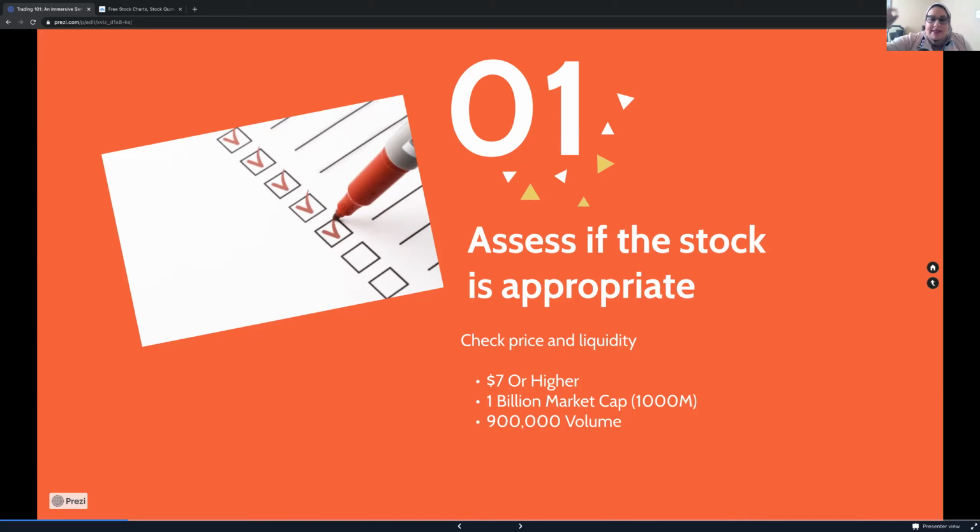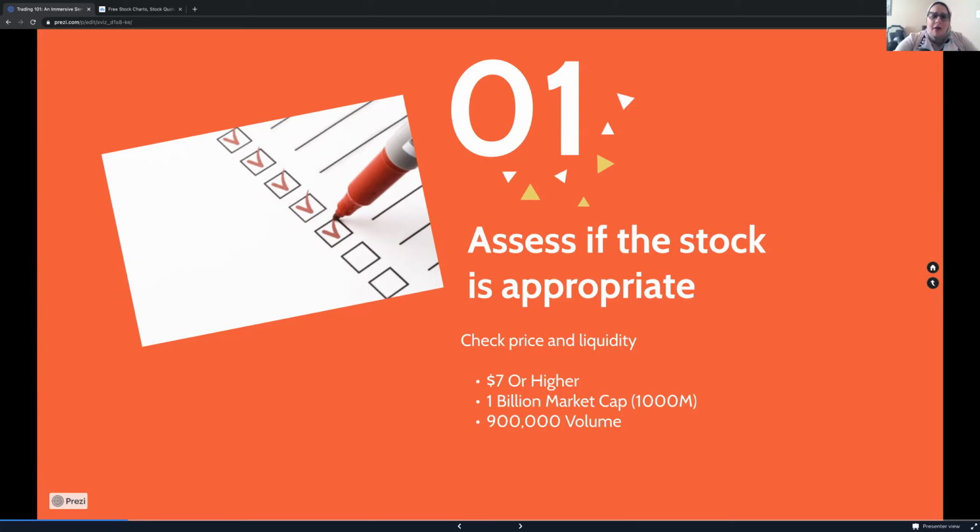Okay. Sometimes market cap is listed in terms of millions, in terms of M. So instead of 1 billion, sometimes we'll see 1,000 M. So we put that in there so it doesn't confuse you. But 1 billion or higher puts it in the large, mid, and above category. Anything smaller than that is going to be too risky for what I'm showing you guys today. Okay. The second number that you want to look at to determine liquidity is the volume.